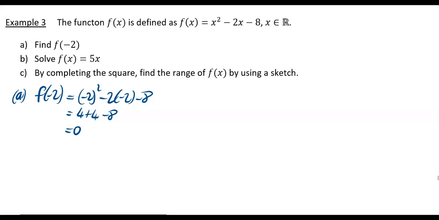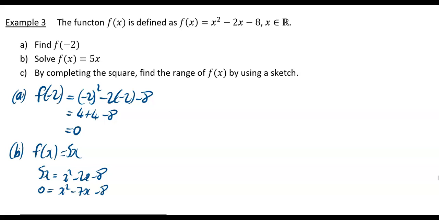Part B says solve the equation f of x is equal to 5x. So that means just 5x is equal to x squared minus 2x minus 8, which means 0 is equal to x squared minus 7x minus 8. I'll just go over here to finish it off. Factorize that, you're going to get x minus 8 upon x plus 1, which means x is equal to 8, or x is equal to minus 1.